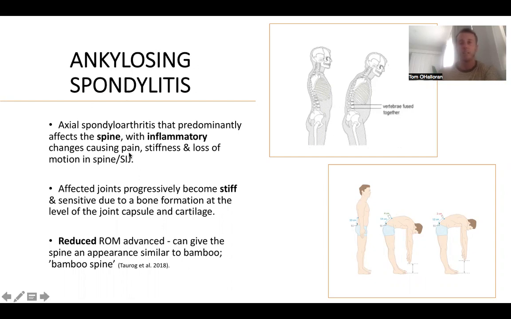It often starts in the SIJ, so they'll get that sacroiliitis, usually the first signs, and the affected joints become progressively stiff. So this is the person you start to see really hunch and lose their posture over time. They'll have reduced range of motion, and it's actually called bamboo spine. That might be an old school term, but yeah, their spine forms into that real bamboo position. But even a forward bend test, I mean, this actually looks like me, so hopefully I'm not too fused through the lumbar spine.